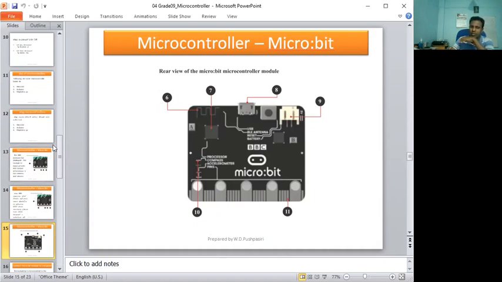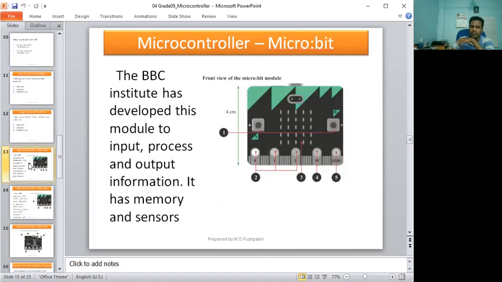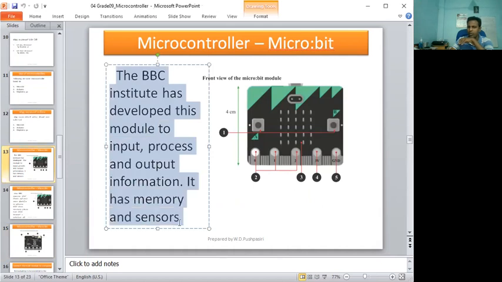So you can just give a very simple example. For example, what is a microbit? So you can write down this part. No need to draw the board, right? You can write down this one. Put the heading microcontroller, microbit, and then you can write down a little about this.